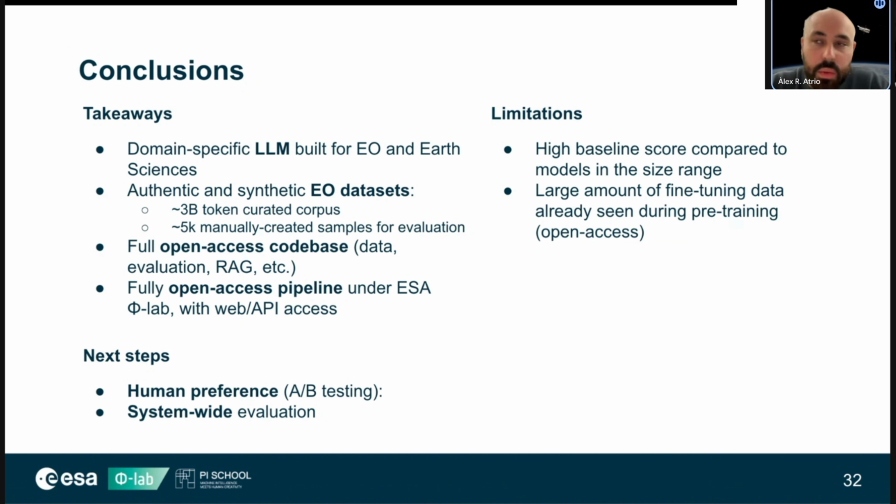The first one is that we already are starting with a pretty high baseline score compared to models in the size range, which is good. It means that our choice for Mistral Small 24B is a very good choice. So we're already performing by default quite well on the domain.